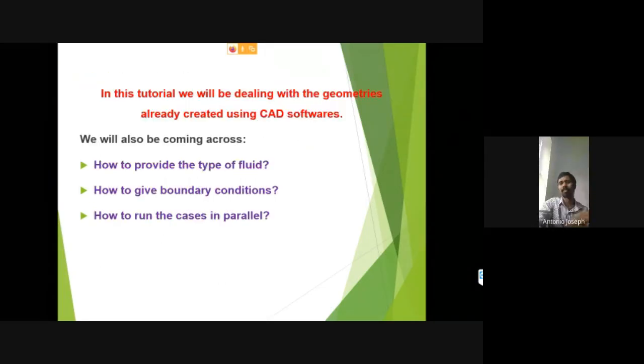Some of the things we have already discussed, so I will just rush through them. In this presentation, we will be dealing with how we can provide a fluid type, what the boundary conditions are, and how we can run it in parallel. I will just show you how to run parallel because it's very risky to run parallel in these virtual systems. I cannot simulate that.